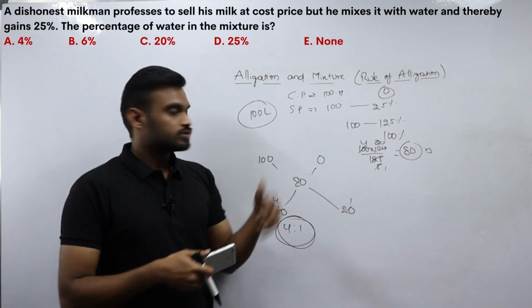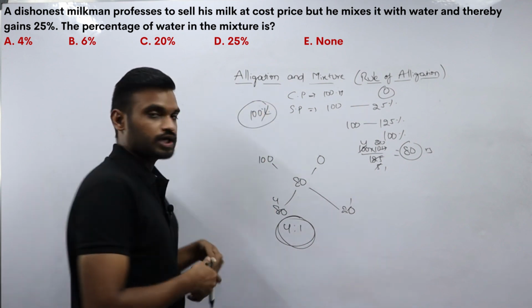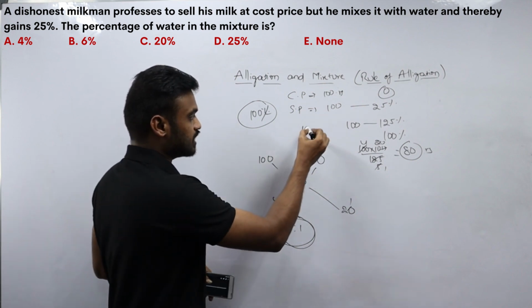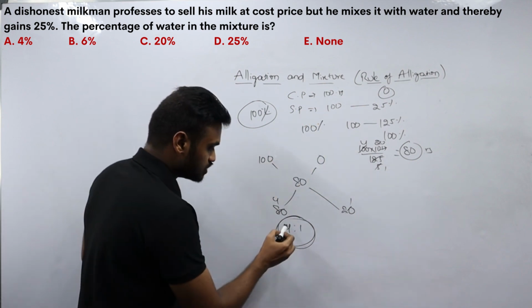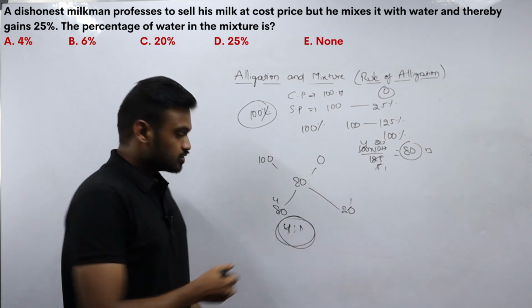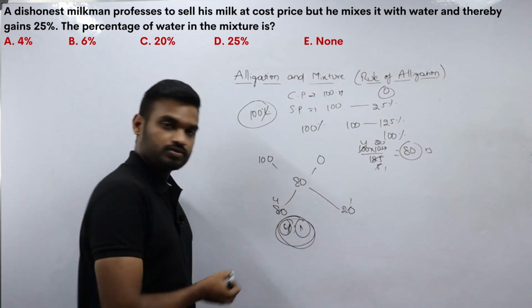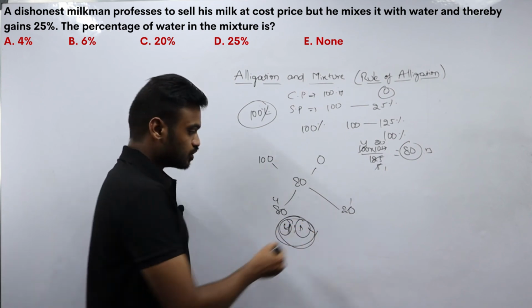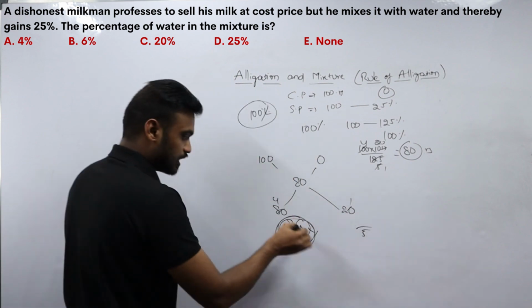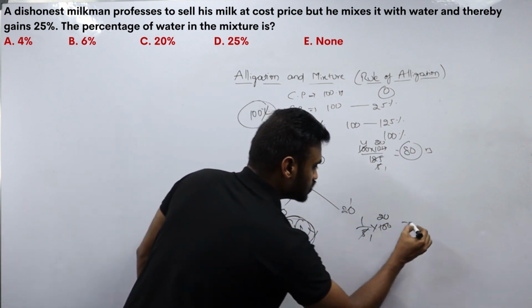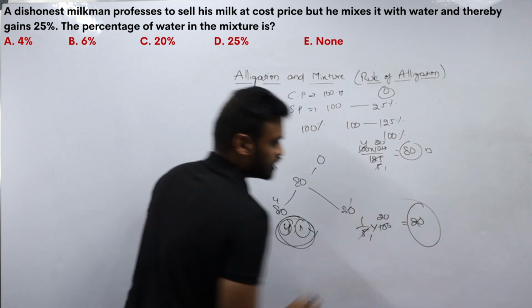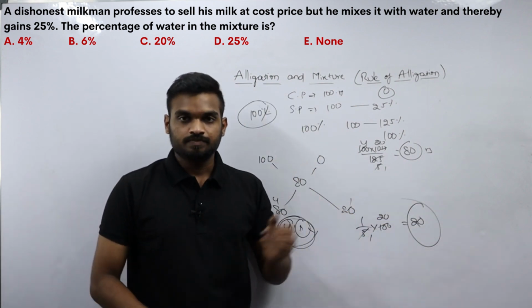See here, 100%. Suppose we assume that the total quantity is 100% of the mixture. Out of 100% of the mixture, we have the ratio of 4:1. So 4 parts is milk and 1 part is water. So out of 5 parts, 1 part is water. So 1 by 5 into 100, that is 20. So out of 100%, 20% is the total value of water.